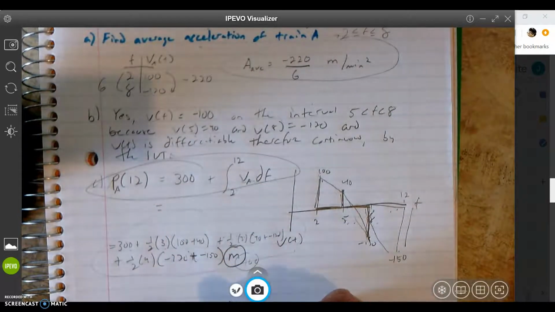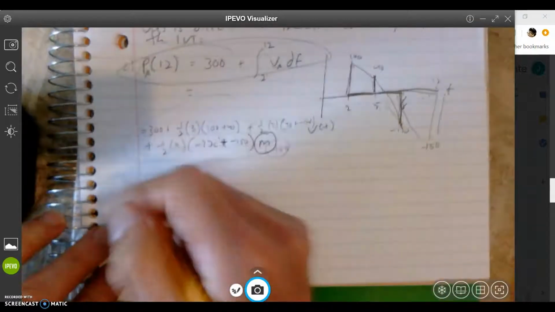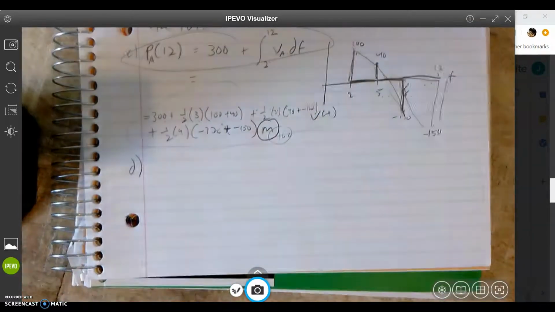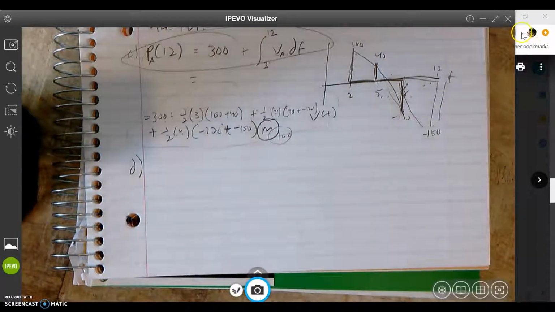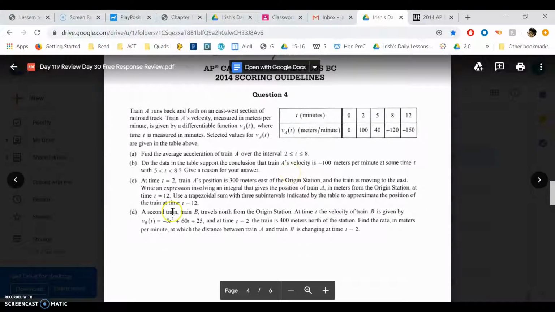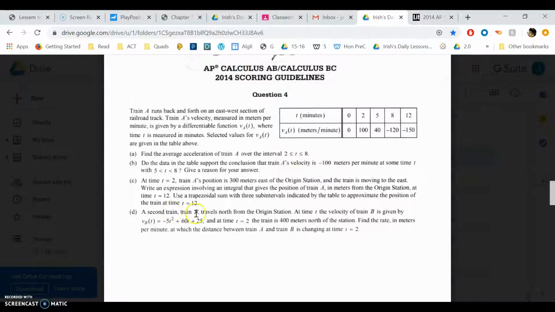Nicely done. Still chugging along. We got part D. Awesome. Part D is a fun one. This is going to bring us back to related rates. A second train, Train B, travels north of the origin station.